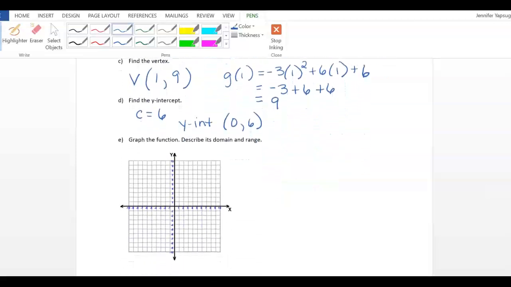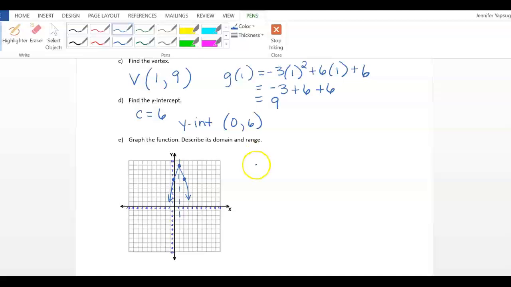So my vertex, I'm going to graph first, so that's 1, 9. So plot my point right there. I know my axis of symmetry is x equals 1, so I'm going to make that dashed line. My y-intercept was 0, 6, and then I'm just going to use the mirror image of this axis of symmetry and place my second point, and go ahead and sketch my parabola.